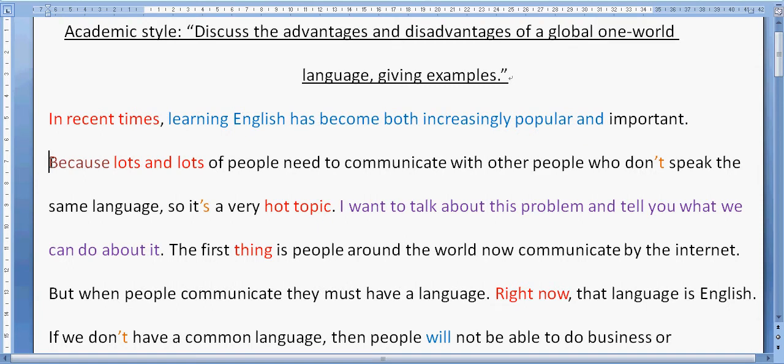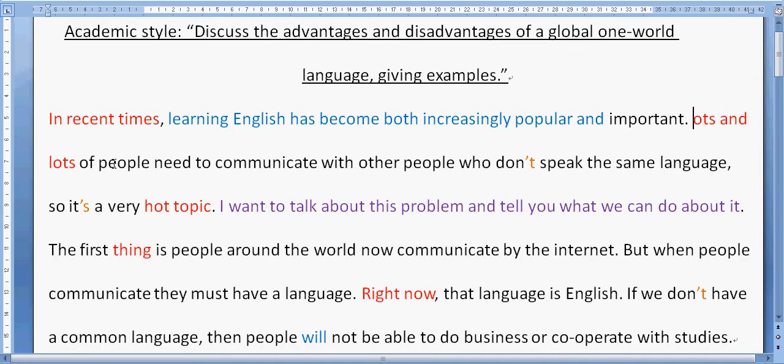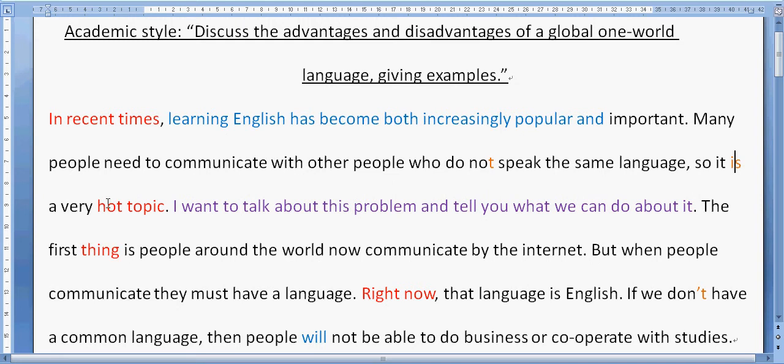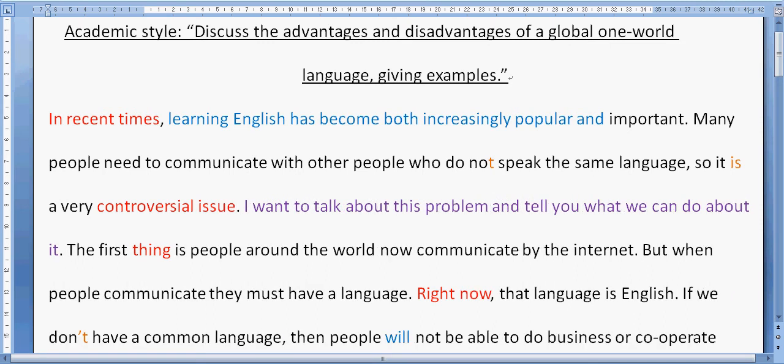We continue to the next line. Because, now remember we said we don't start a sentence with because, so let's take away that. Lots and lots. Well, let's change this to many people need to communicate with other people who do not speak the same language. So it is a very hot topic. Hot topic we will change to controversial issue.